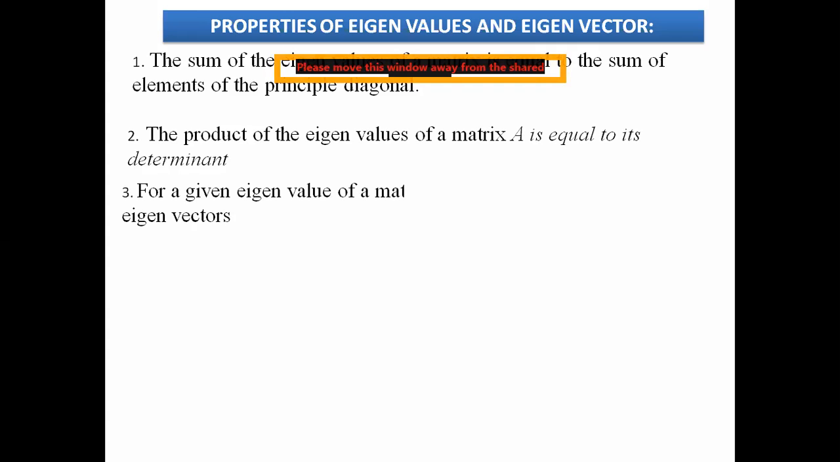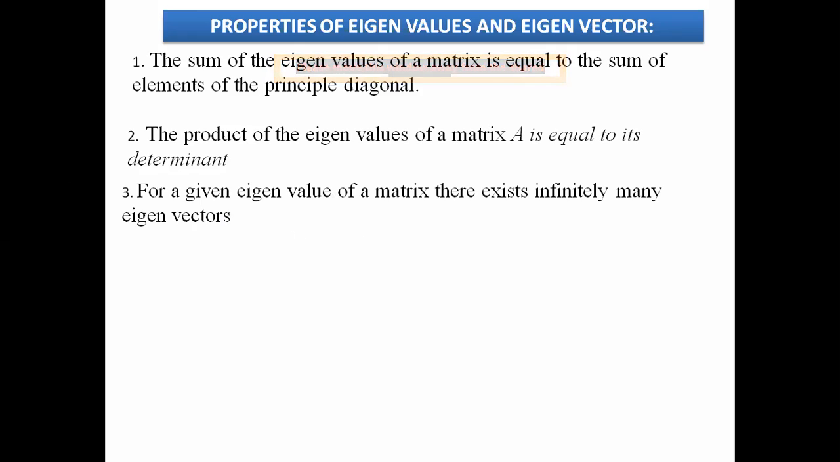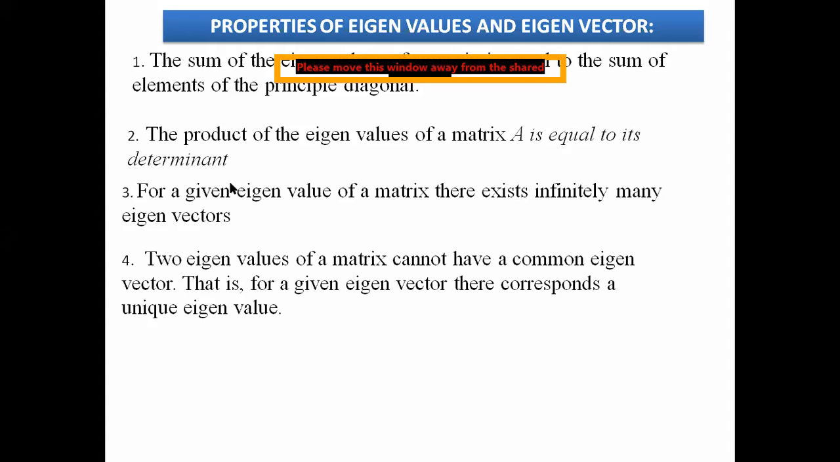That's another property. And for a given eigenvalue, don't think there is only one eigenvector. For a given eigenvalue, there are infinitely many eigenvectors. But for every eigenvector, there is only one eigenvalue. The reverse is not correct. For every eigenvalue, there are different eigenvectors, an infinite number of them. For every eigenvector, there is a unique eigenvalue. So the next property: two eigenvalues of a matrix cannot have a common eigenvector. That is, for a given eigenvector, there corresponds a unique eigenvalue, right?